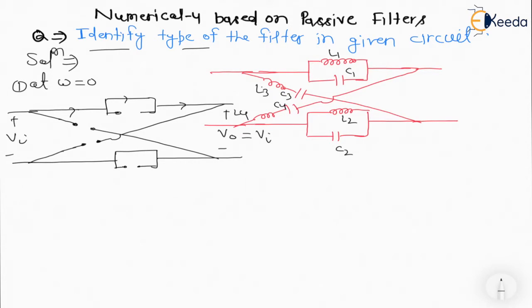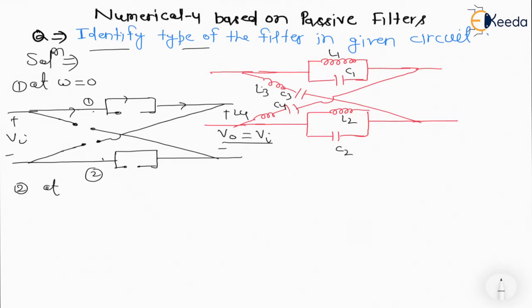There will be no current in this branch, 3 and 4. The only current will be flowing from 1 and 2. Let us assume this is 1 and this is 2. So directly we will get V naught equal to Vi. So at omega is equal to 0, we are getting the output.